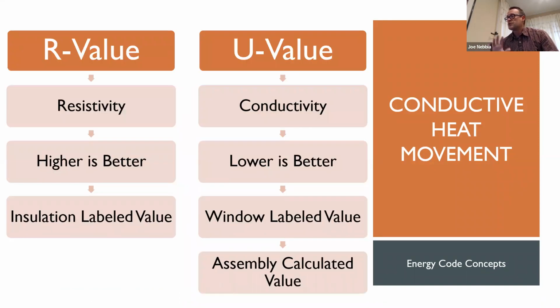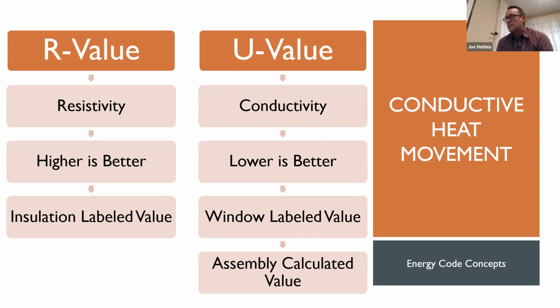And the code has two different measures for stopping conductive heat flow. One is R-value, and that's the resistivity of a material. So it's resistivity to conductive heat flow. And the higher the R-value, the more resistant that material is, or the amount of material is, to conductive heat flow. So higher is better according to code for R-value.